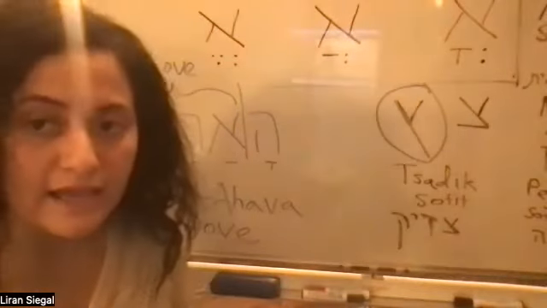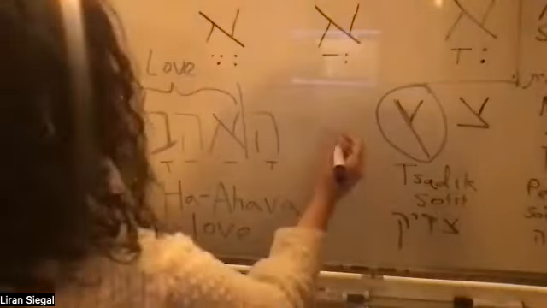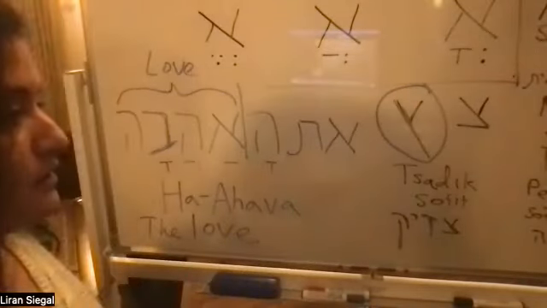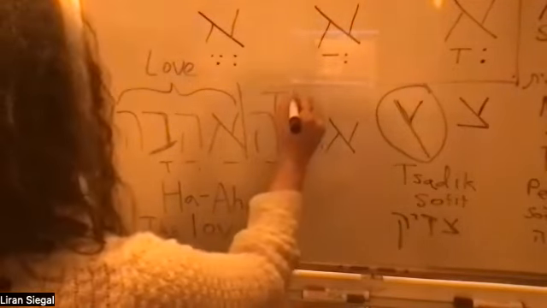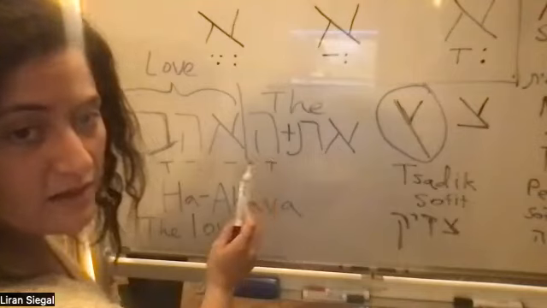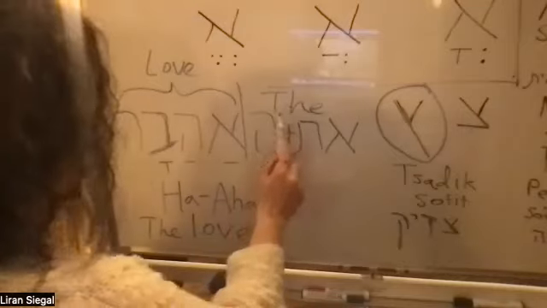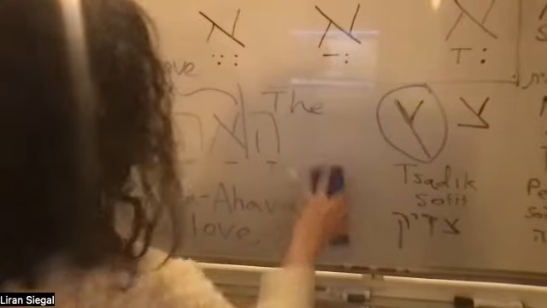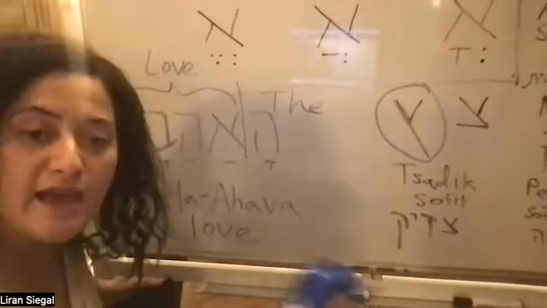You wouldn't be able to say et rechiv, because that just wouldn't be grammatically correct. So you kind of would have to have it plus the hey to make the. You would have to have it accompanied by the hey, to make the. But if it was just ha, you can also have just the. What I'm trying to say is, you can't say et ahava. It wouldn't be grammatically correct. You'd have to say et ha-ahava.